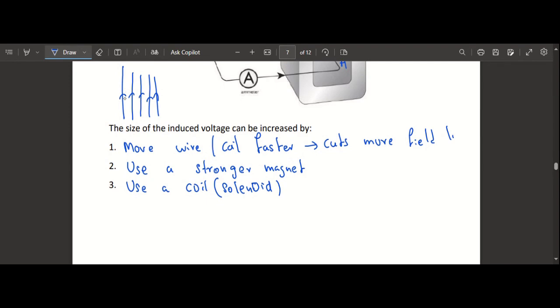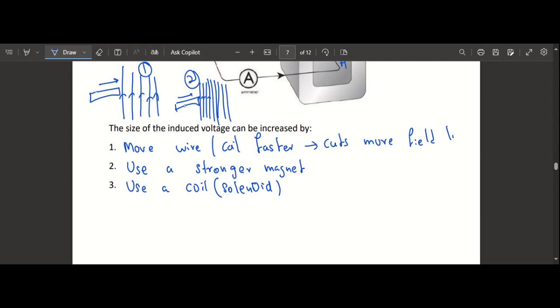If you use a stronger magnet, when the field is stronger, the magnetic field lines will be much closer. So even if the wire moves at the same speed, in the first situation the field lines are separated because the magnetic field is weaker compared to the second one. So when the wire is moving, it will cut only a few lines. But since there are more lines in the second situation, it will cut more field lines. When it cuts more field lines, there will be more voltage.